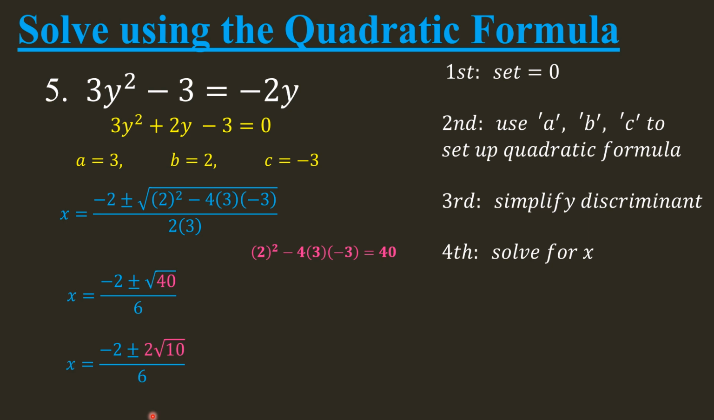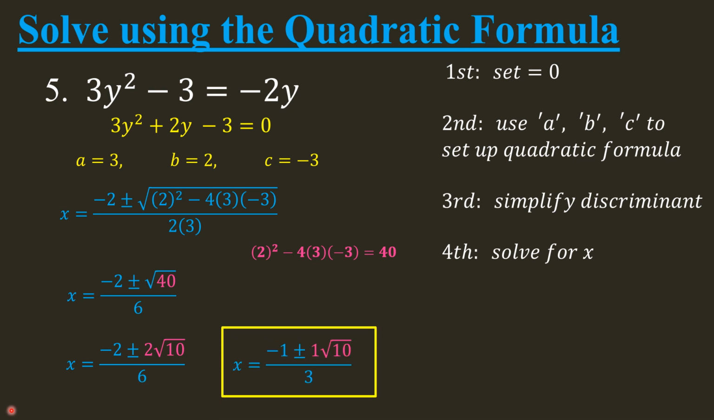Negative 2 plus and minus 2 square root 10 divided by 6. And in this case, we can't combine any of the terms because we have that square root of 10, but we can reduce the negative 2, the positive 2, and the 6, all dividing by 2, giving us our two solutions of negative 1 plus and minus square root of 10 all over 3.